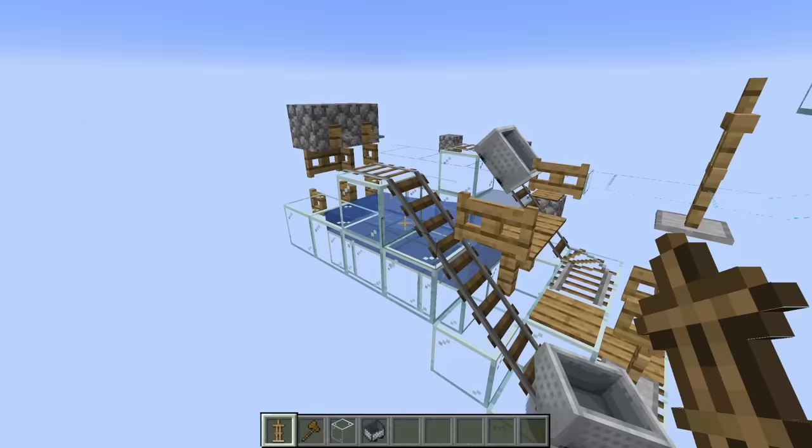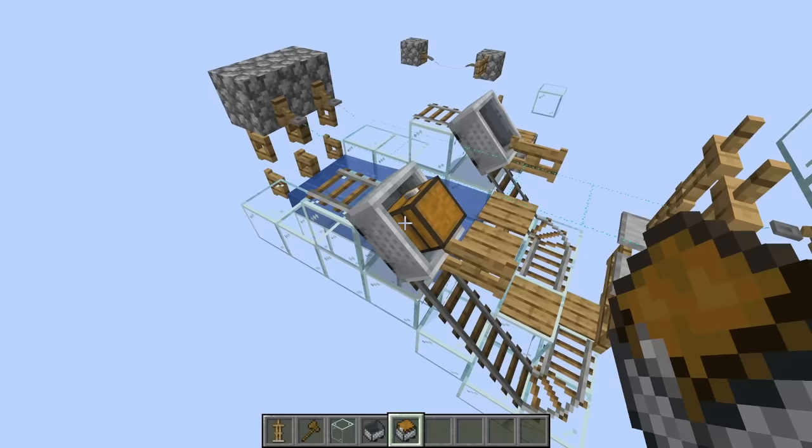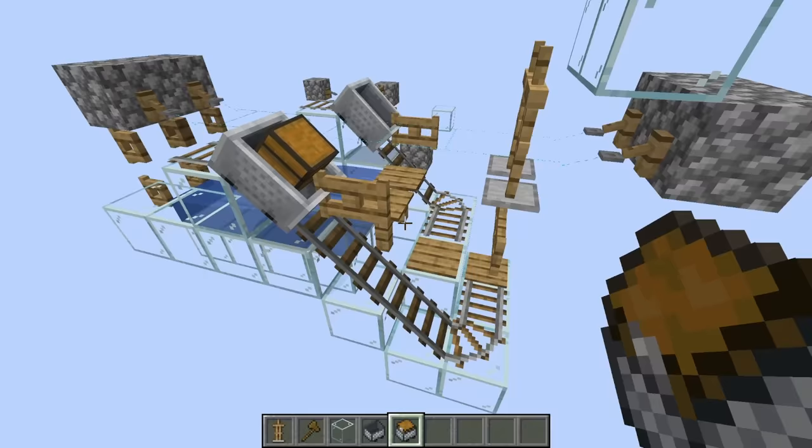Now, it is on a slope, and we can't use powered rails. So, I wonder if I can use a minecart chest instead. Now, these things tend to have a little bit more momentum, actually quite a bit more momentum than the regular minecart. So it should maybe be able to push through this armor stand. Let's see if that's true.